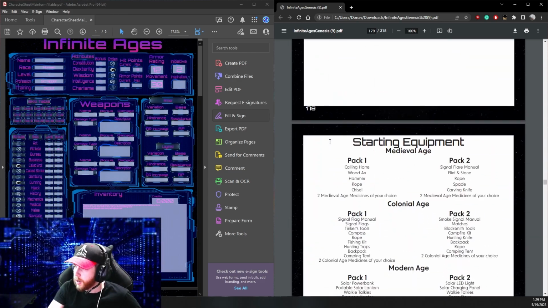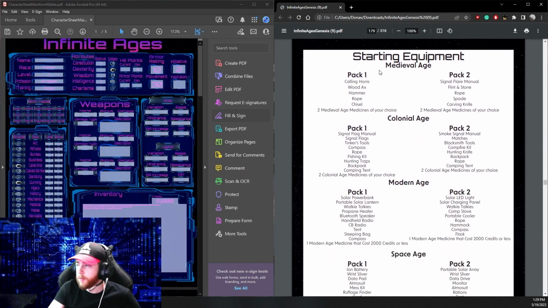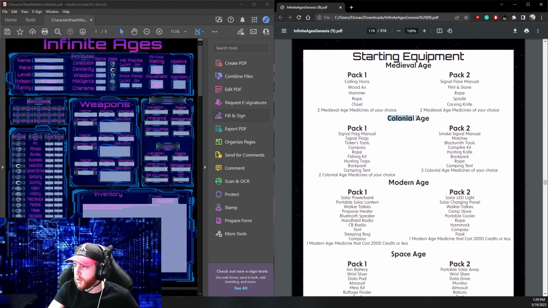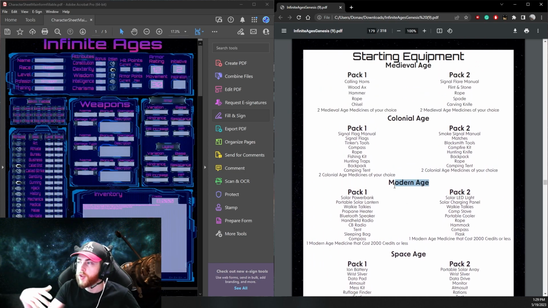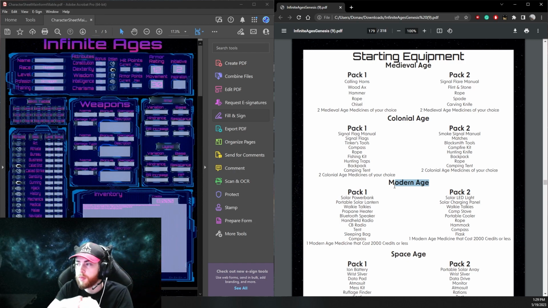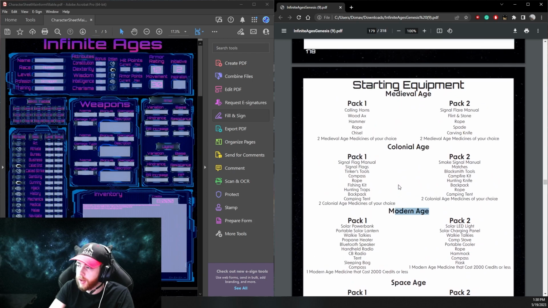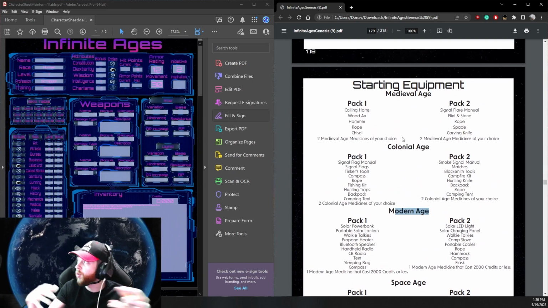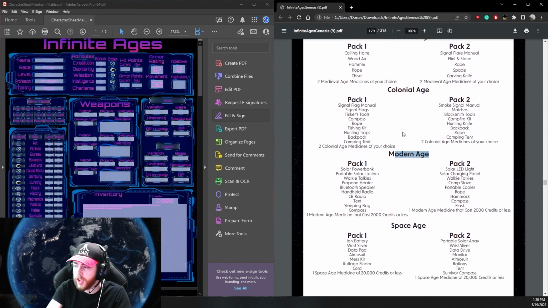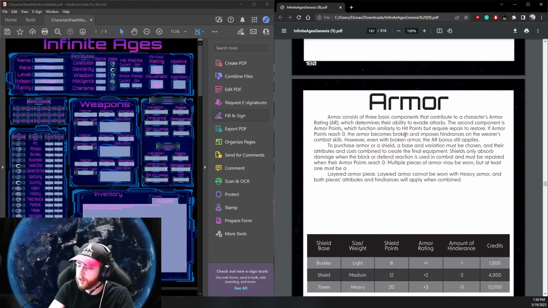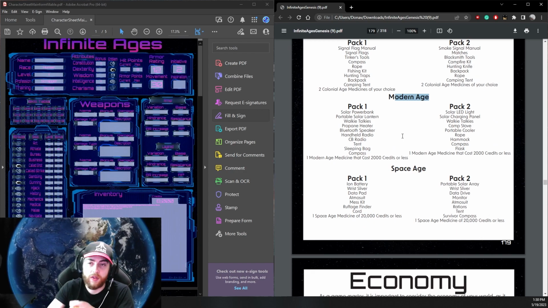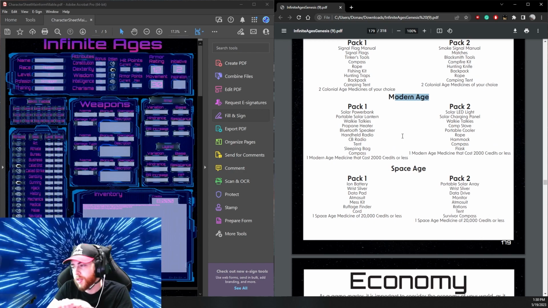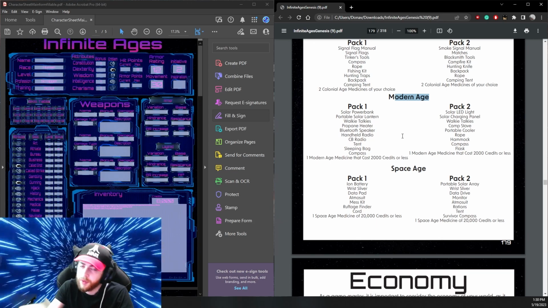Go down a little bit further. This is the starting equipment stuff. We have medieval age, colonial age, modern, and space, as I mentioned before. These are just general, and obviously you can tweak each age a little bit to modify what you need. And we have all of the general goods and general equipment for each age listed a little further below in an equipment-only section, which goes through all the things that you might use in a modern age, all the things you might use in the space age, and so on and so forth.